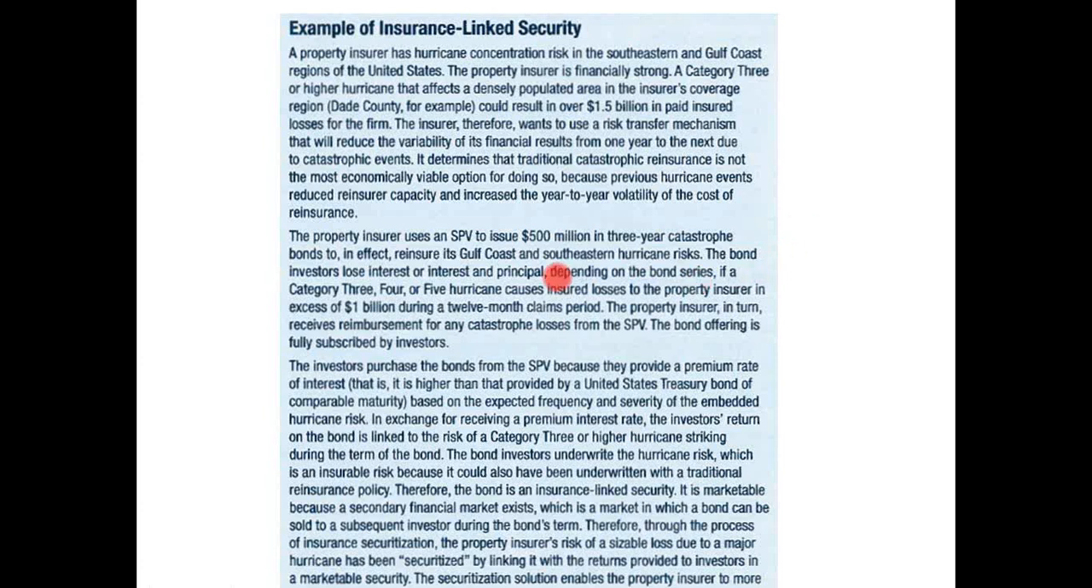So this is the key point here. The bond investors lose interest and principal depending on the bond series. If a Category 3, 4, or 5 hurricane causes insured losses to the property insurer in excess of $1 billion during a 12-month claims period, the property insurer in turn receives reimbursement for any catastrophic losses from the special purpose vehicle. The bond offering is fully subscribed by the investors. So this $1 billion that they're collecting is from investors. If there are no hurricanes, the investors make a lot more money on this. Otherwise, the investors are almost acting like the insurance company because they're taking the money in. That money's being held, and essentially it's a roulette table in this case.